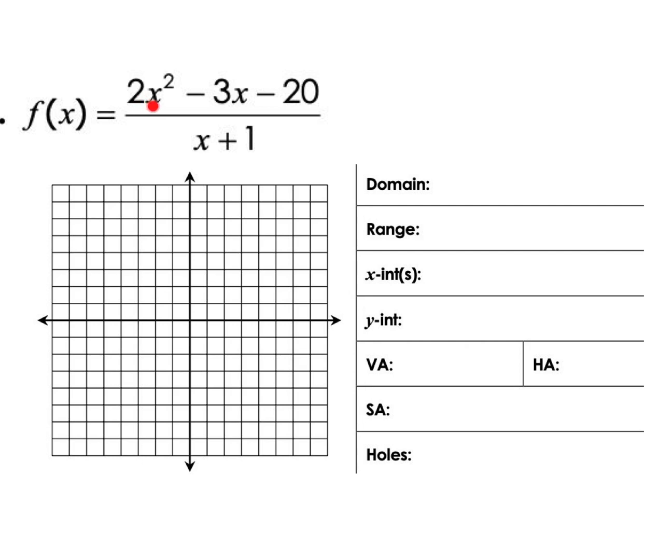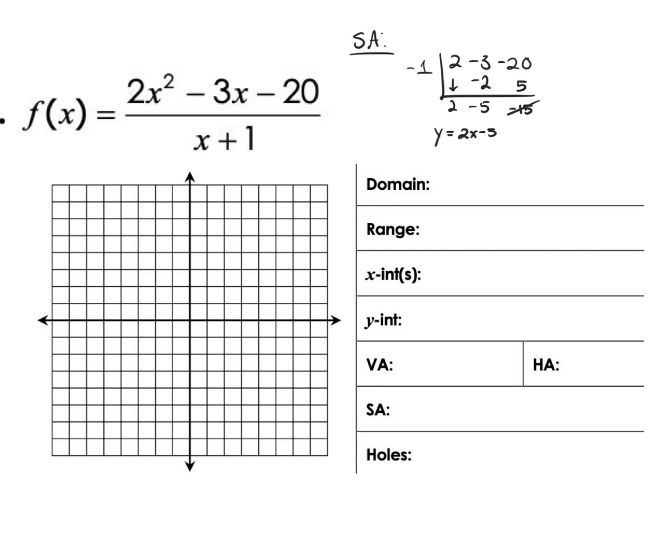Here we have f of x equals 2x squared minus 3x minus 20 over x plus 1. So we're going to use synthetic division to figure out our slant asymptote. So we have negative 1, then we have 2, negative 3, negative 20. Bring down the 2. 2 times negative 1 is negative 2. Negative 5. Negative 1 times negative 5 is 5. So we have negative 15. We ignore that. Our slant asymptote is y equals 2x minus 5.